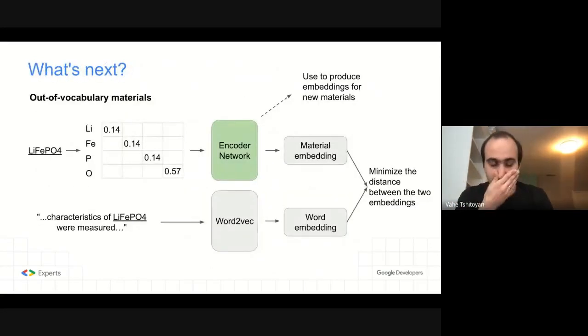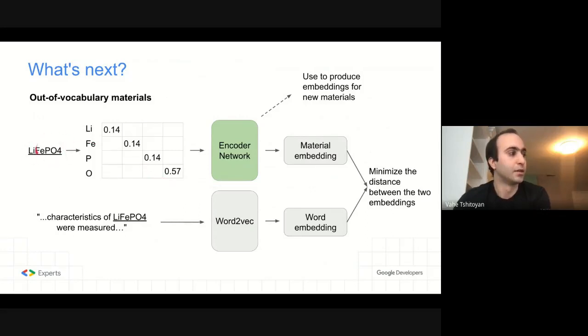So, for the last couple of slides, I wanted to talk about what's next. Going back to the repurposing, can we also figure out a way to deal with some out of vocabulary words or materials? One way to do it could be potentially training two networks in parallel.